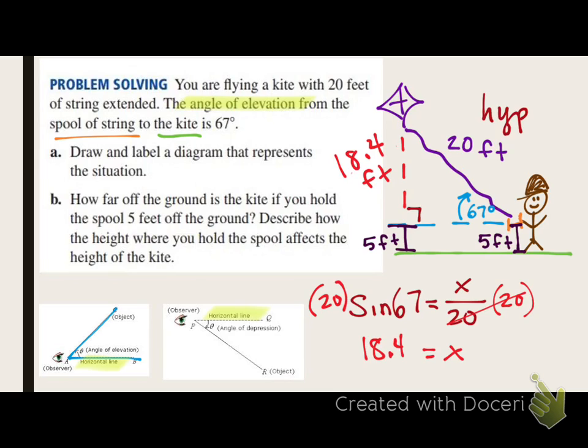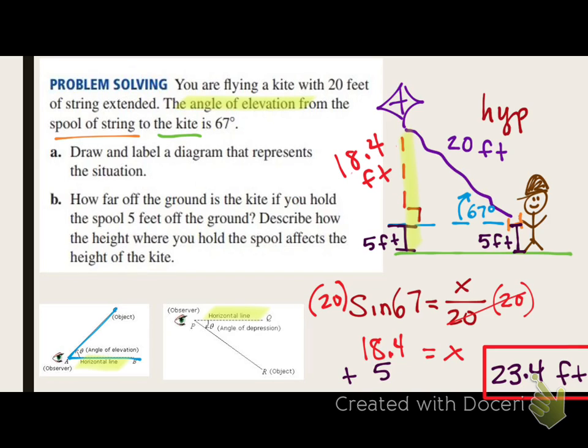That's only from the spool to the kite. So to find the total height, we're going to have to add in that 5 feet. So go ahead and add 5. What is 18.4 plus 5? 23.4. Good. And then you'd say feet. Yes, Martha, you put 5 twice. I just wrote it in a different place. He asked why I wrote 5 twice. I just wanted to show you that if it's 5 feet here, then it'll be 5 feet over there too.